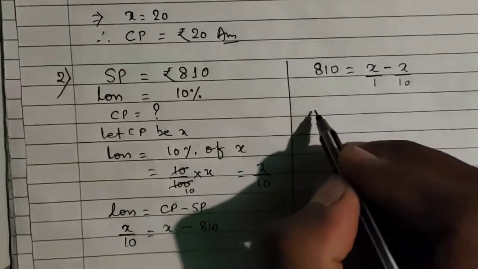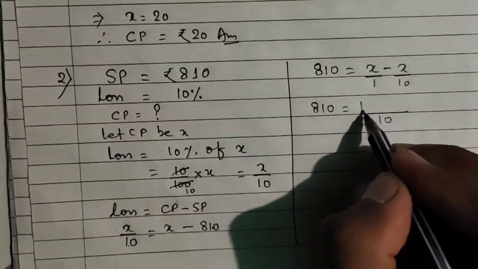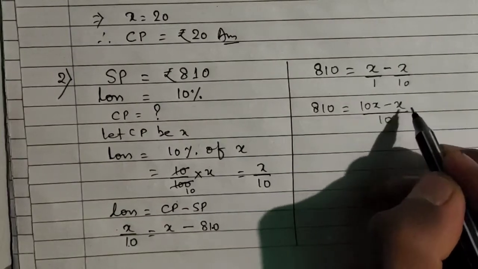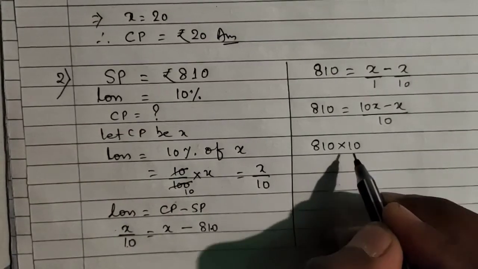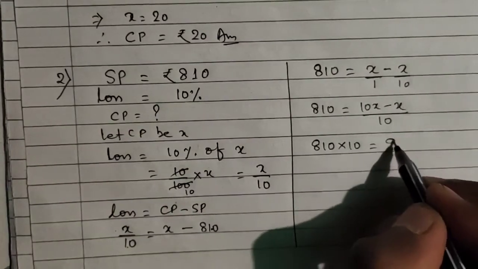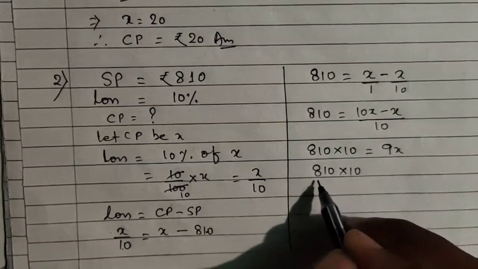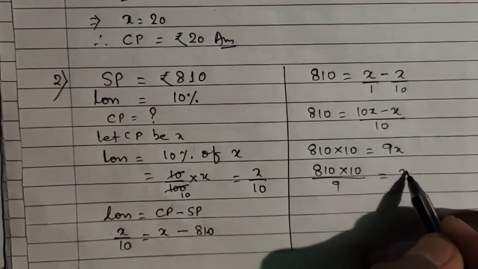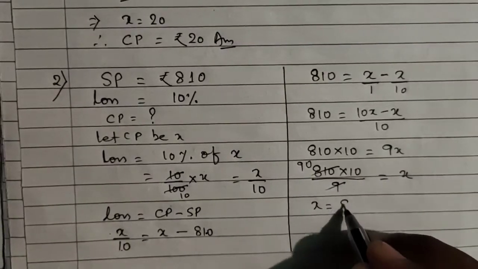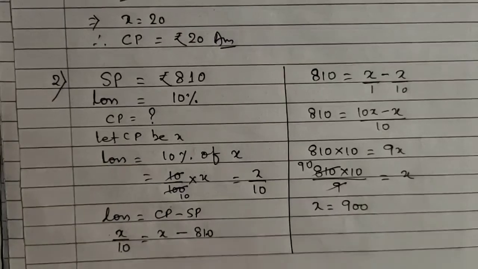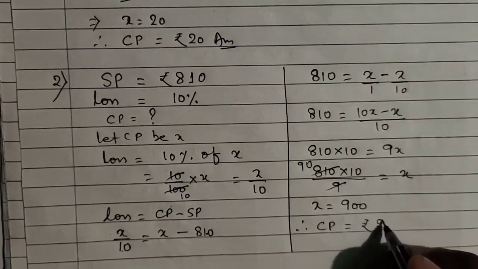Simply we will take the LCM. 810 is equal to the LCM of 10. 1 tenth is 10 into x, 10x. 10 ones are 1 into x, x. This 10, when it comes to this side, will be in multiplication. 10x minus x will be 9x. 810 into 10, this 9 will come in the denominator, and x. 9 nines are 81, 0. The value of x we have got is 90 into 10, that is 900. Therefore, the cost price is equal to rupees 900.